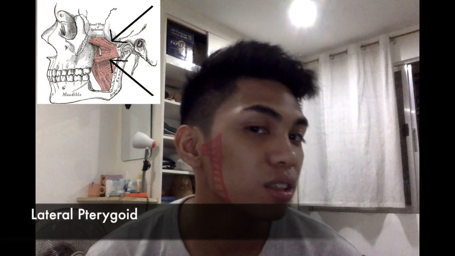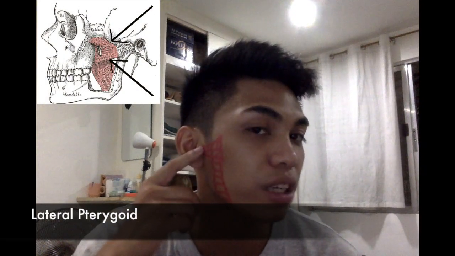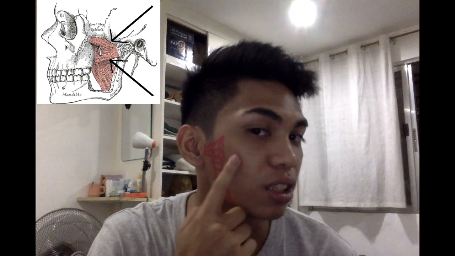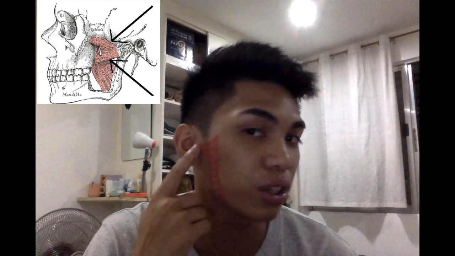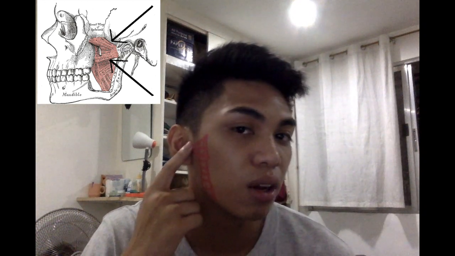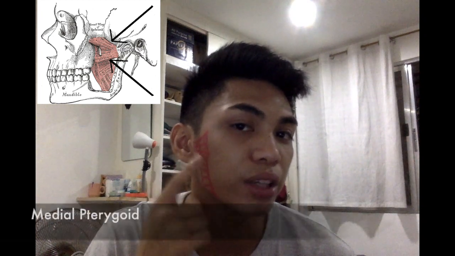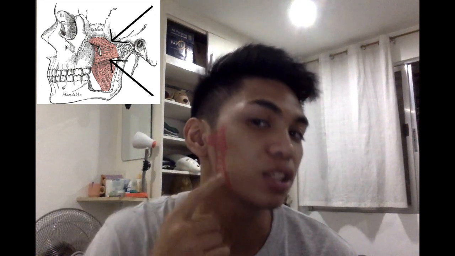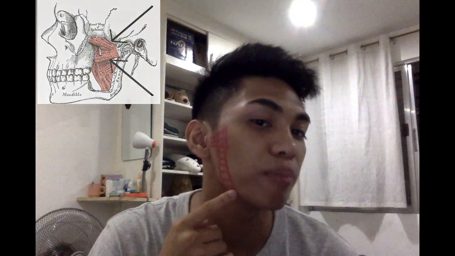So I already marked myself. The one above, this one, is the lateral pterygoid. Its origin is found in the sphenoid bone and insertion is in the mandibular condyle. While the medial pterygoid, this one, the one below, its origin is found in the lateral pterygoid bone and insertion in the ramus and angle of mandible.